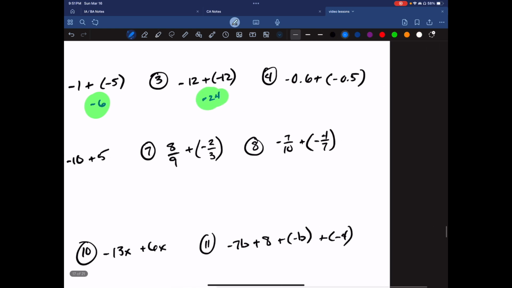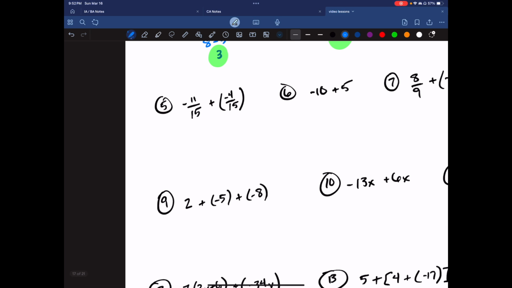All right. And you can even do this with decimals or fractions. So on number four, let's do it with decimals. All right. Both signs are the same. So I'm going to add 0.6 and 0.5. It's essentially 11. So that's going to be -1.1. You would carry the one in front of the decimal if you're adding vertically. So there's that.